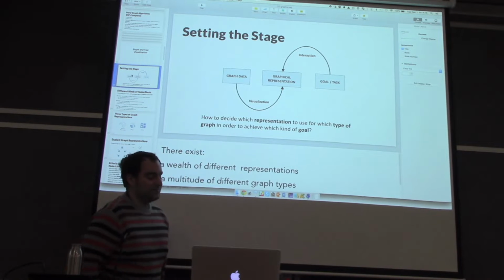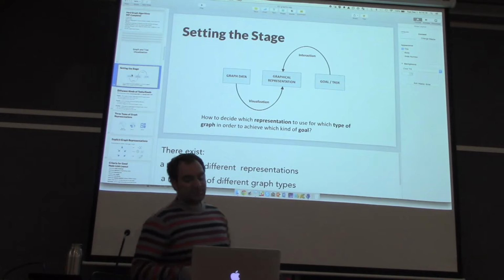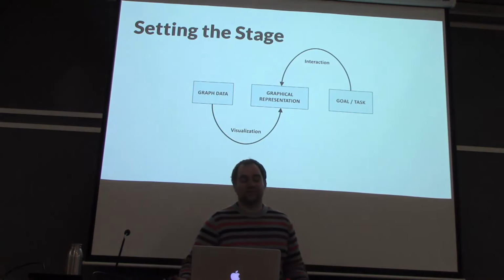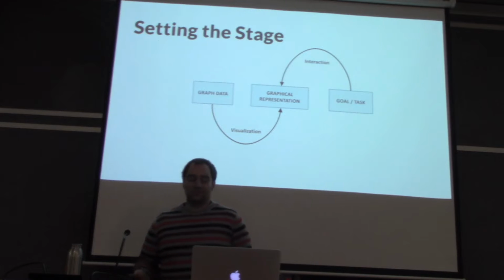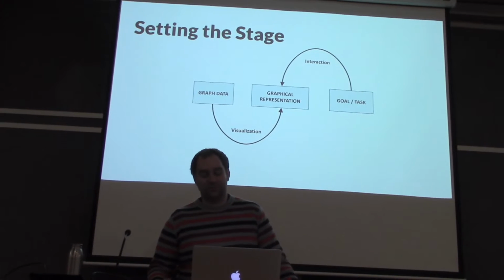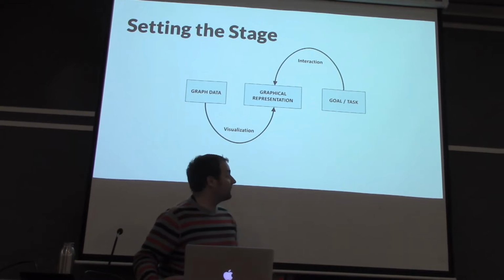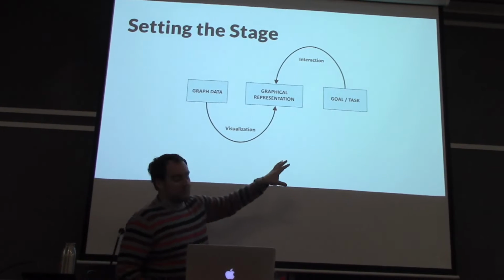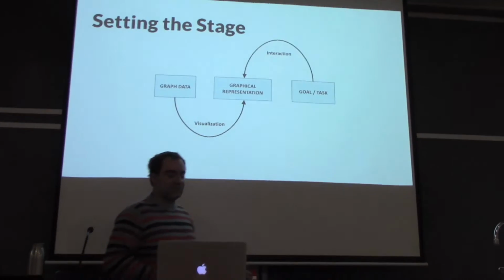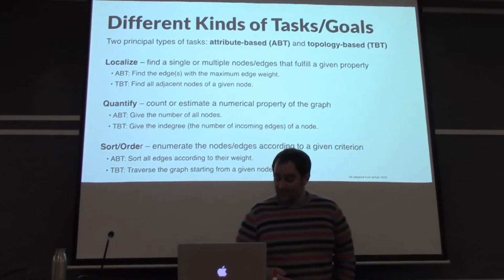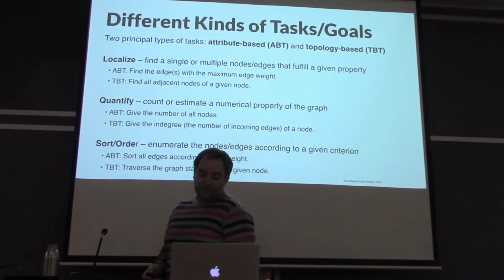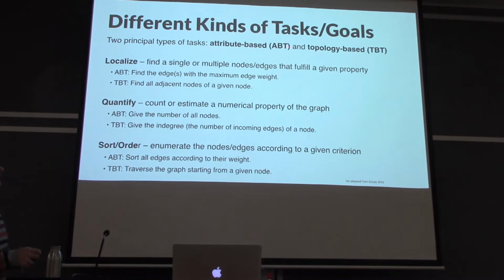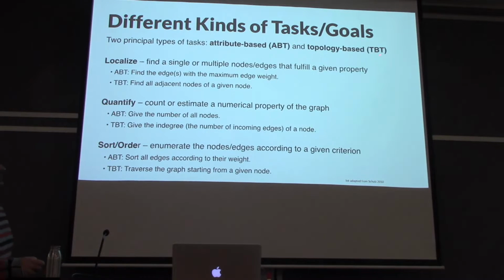As with any kind of visualization, when we talk about graph visualization, it's essential to think about the interaction of the data and the task, because this is actually what makes you choose your graphical representation. So you have graph data, and then you have certain goals and tasks, and what the tasks are and what the data are influences your choice of graphical representation. And then we talked about a couple of different kinds of tasks, and the thing that I would like you to remember here is the distinction between attribute-based tasks and topology-based tasks.